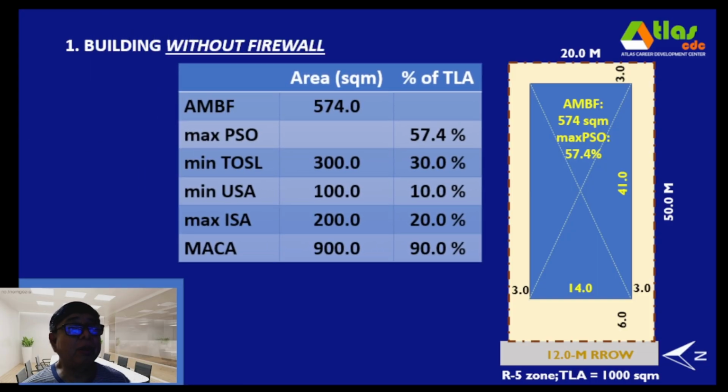So we now complete our tabulation for all the values that we have. So the AMBF and the maximum PSO, this one, are all based on the minimum setbacks because that is the most stringent. While the rest, the minimum TOSL, minimum USA, maximum ISA, and MACA, were all derived from tables. Table for the minimum TOSL for this one. At itong minimum USA, maximum ISA, MACA naman ay galing sa table 8.1.